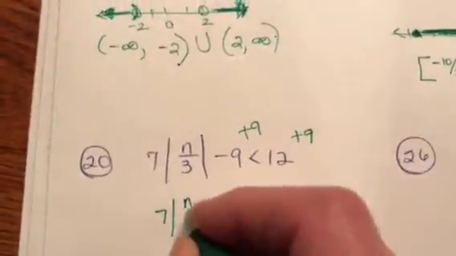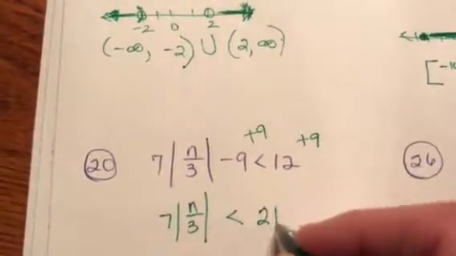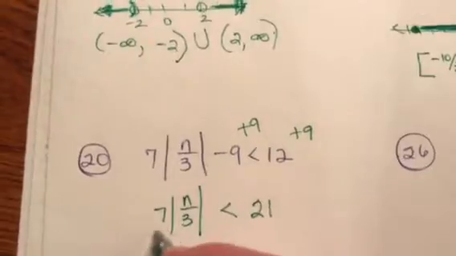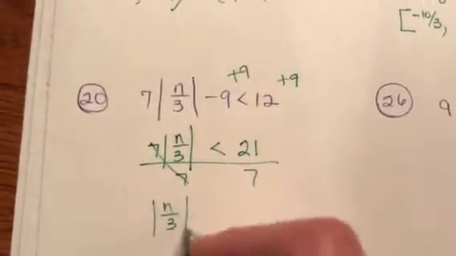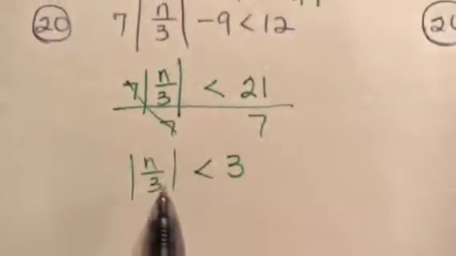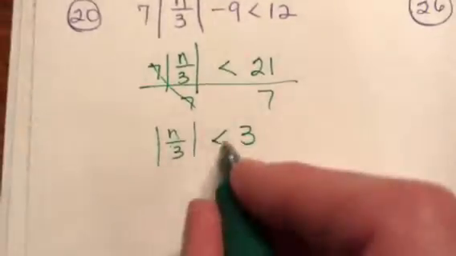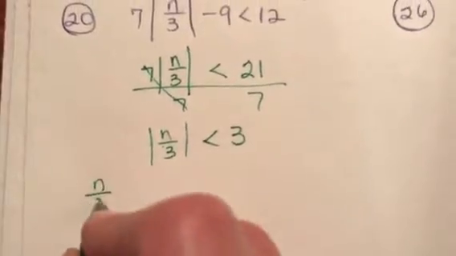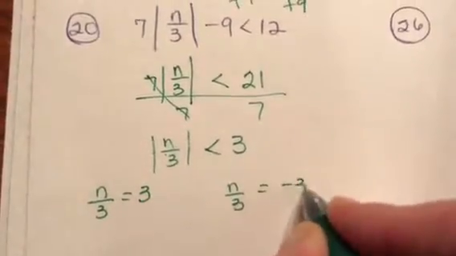So I've got this 7, absolute value of n over 3 is less than, what is that, 21? And then I'm going to divide everything by 7. So I've got n over 3 is less than 3. Okay, now at this point, once you get the absolute value bars by itself, you're going to pretend it says equals 3. So one time it would equal 3, and one time it would equal negative 3.